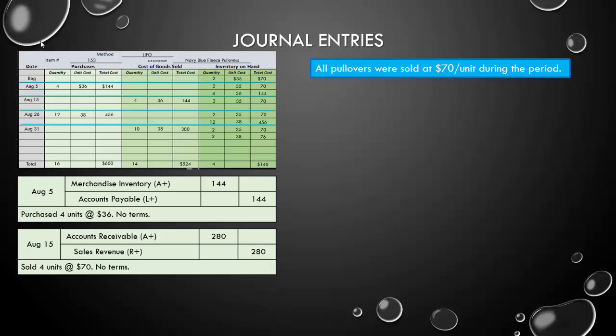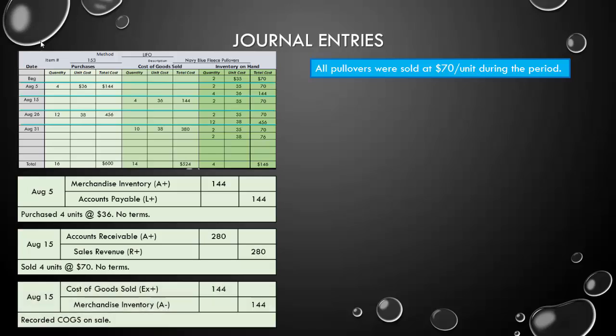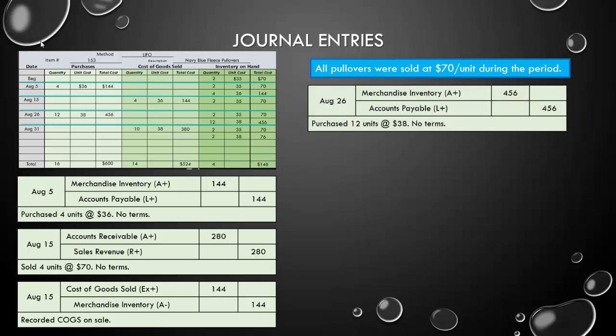The second entry is going to record the expense. Well, what was our expense? It says on our chart on August 15th that we had a cost of goods sold of $144. So we would make the entry by debiting cost of goods sold for $144 and crediting merchandise inventory for that same $144. On August 26th, we purchased 12 units at $38 a piece for a total of $456.